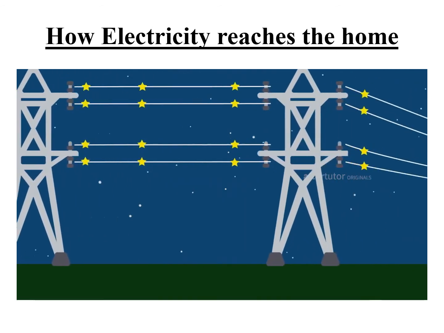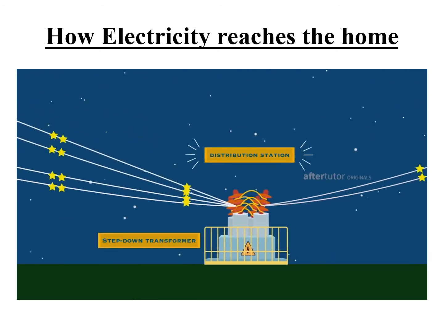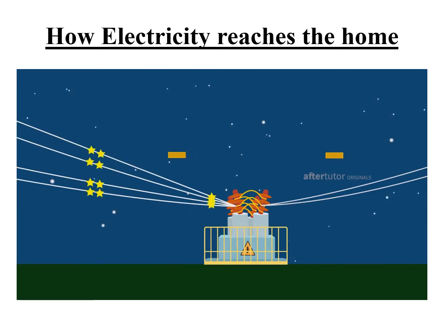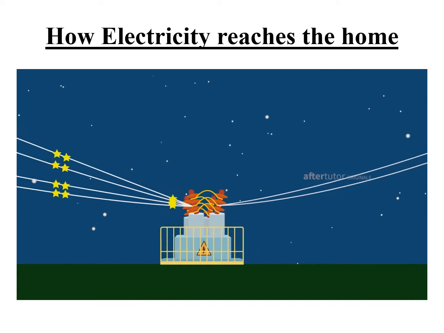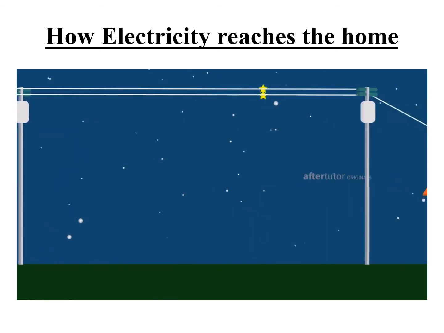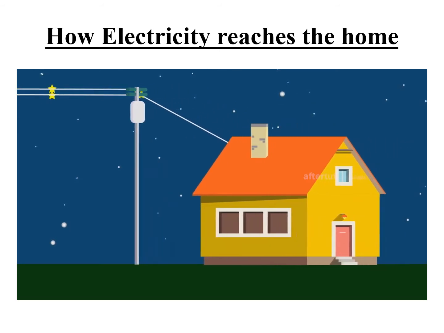Then it is transmitted through the transmission lines to the substations or distribution stations, where the voltage gets transformed from 440 kilovolts to 11 kilovolts, which is safer for distribution. Again, the voltage is decreased by 1 or 2 steps with another step-down transformer before reaching our homes.